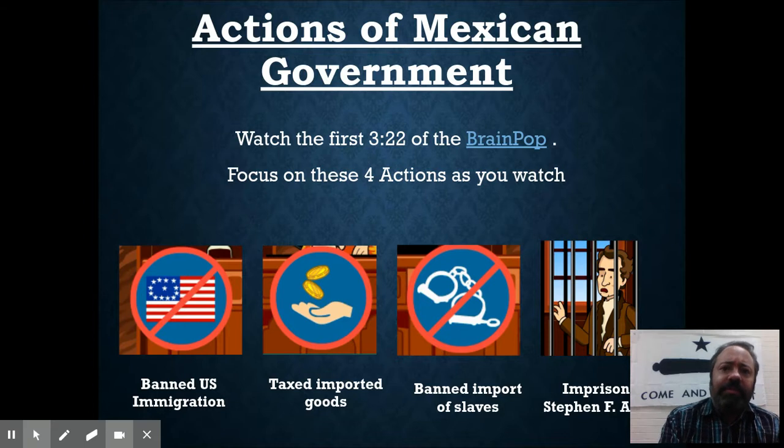They did some things that angered the Texans, the Anglos. They banned U.S. immigration, so no more Anglos were allowed to come into Texas. They taxed imported goods. That would mean goods coming from the United States. Then they also banned imported slavery, and a lot of these Texans were slave owners.